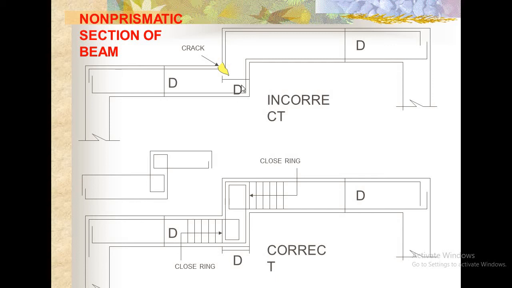So to avoid such complexities, you can provide the reinforcement like this one. The main reinforcement can be provided like this one. It is a better way to provide. Actually, it will act as stirrups as well as a beam. This portion will act as a beam as well as a stirrup also.